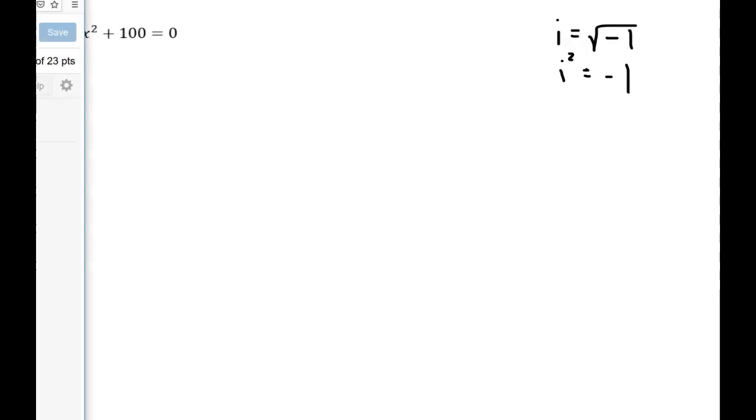Hey, this is Mr. Beckstrom, and today I wanted to do a quick problem from section 8.7. This is complex numbers, quadratic functions in the complex number system. So the problem I wanted to do today was x squared plus 100 is equal to 0.